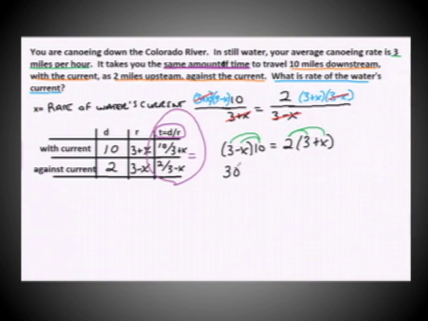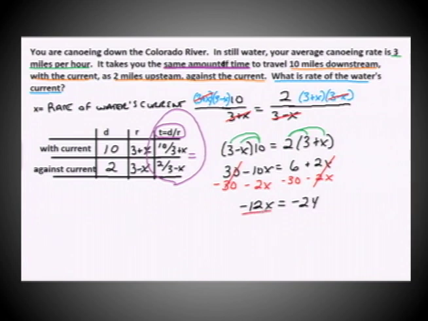3 times 10 is 30, and negative x times 10 is negative 10x. 2 times 3 is 6, and 2 times x is positive 2x. So we have a nice, neat linear equation to solve here. So I'm going to subtract 2x off of both sides and subtract 30 off of both sides. So that takes care of that term 2x, and this takes care of that term of 30. And our resulting equation is negative 12x equals negative 24. Divide both sides by negative 12. And we get x is 2.